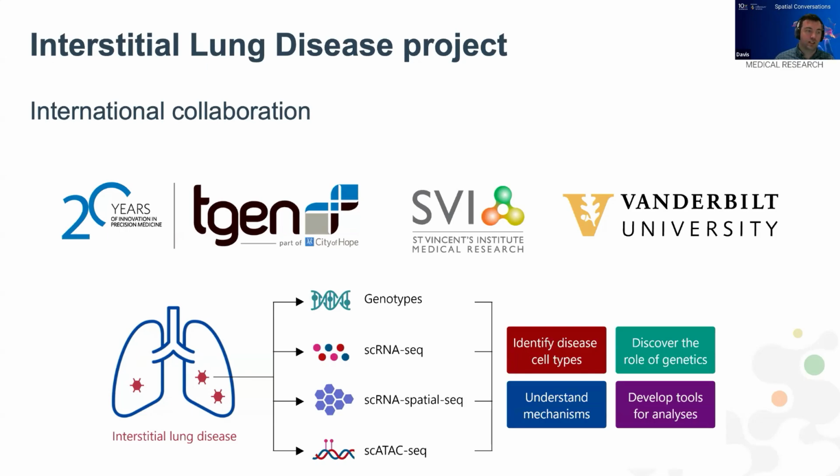So we're broadly interested in many aspects of interstitial lung disease and trying to do a better job of understanding and ultimately treating that set of diseases. Given our own interests, we're very interested in combining genotype data, single cell RNA-seq and single cell omics data, now spatial omics data, and other epigenetic or omics data like ATAC-seq together to fill out the picture of what's going on molecularly in these diseases, to identify disease cell types, discover more about the role of genetics, understand mechanisms, and, especially close to my group's interests, develop bioinformatic and computational tools to do a better job of analyses in these really interesting but also challenging projects that involve lots of different data types and also new technologies like we'll talk about today.